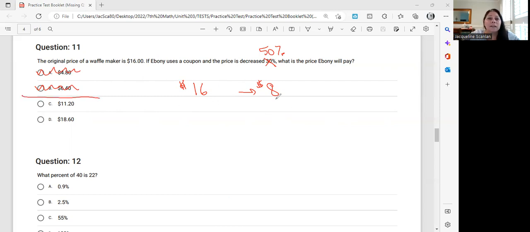And then when I get to that answer of $4.80, it's going to prompt me to know that I'm still supposed to do something to that number. So that's just another thought of how you can use your logic skills to help you with that problem. All right, we're going to move on to number 12.